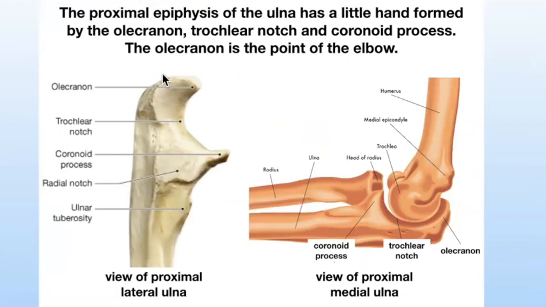So the proximal epiphysis of the ulna has what I think of as a little hand like this, formed by the olecranon, which is the superior most part over here, the trochlear notch, and the coronoid process. The olecranon is the point of the elbow. So if you're resting your head on your elbows and you're resting on the bone in your elbow, it's your olecranon. And here you can see the olecranon, the trochlear notch, the coronoid process.